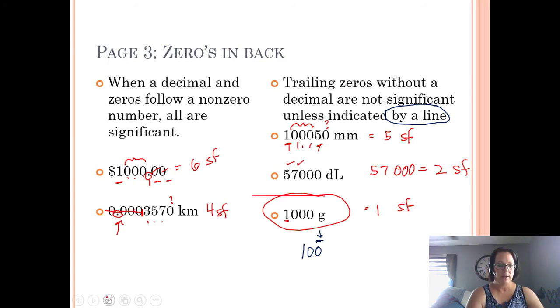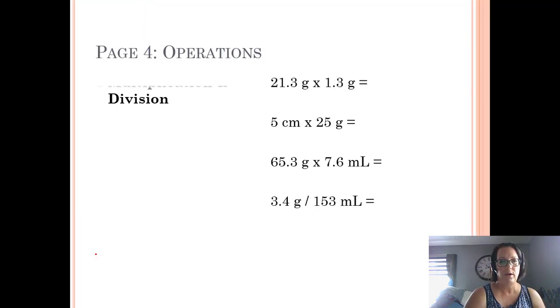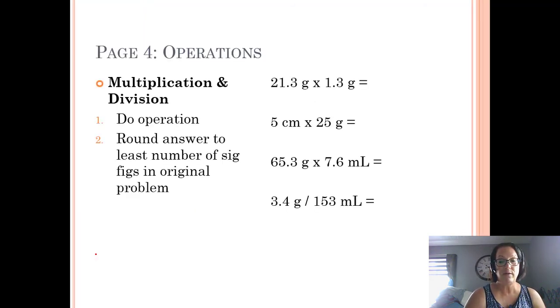Okay, so now we're going to talk about operations, which we do more. But some of the homework I'm going to give you is going to be like how many sig figs here, how many sig figs there, getting used to counting them, because that's kind of a prerequisite for doing operations with it. Okay, so this is multiplying and dividing. We do far more of this than we do adding and subtracting, but we do both.